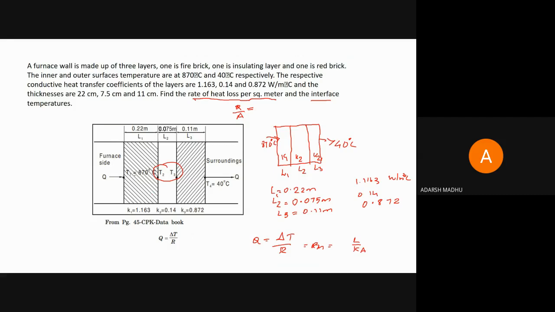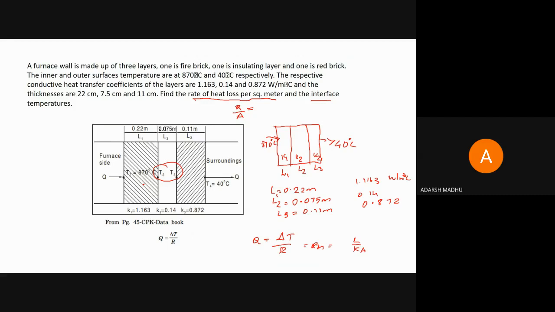So to find the heat loss per square meter, we can use the equation Q equal to delta T by R. Delta T is given as T1 minus T4, which is 870 minus 40, divided by R. R we can find out by using the equation. As I said, the three walls are connected in series, 1, 2, 3. So the total thermal resistance is R1 plus R2 plus R3.